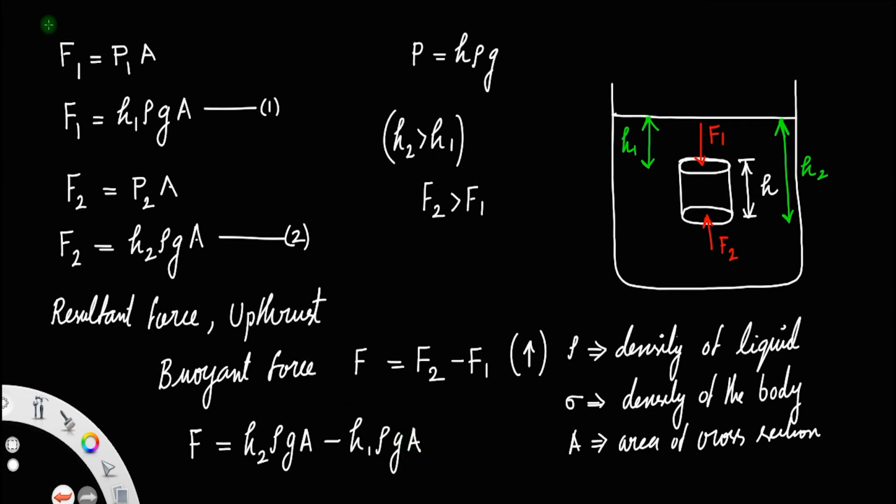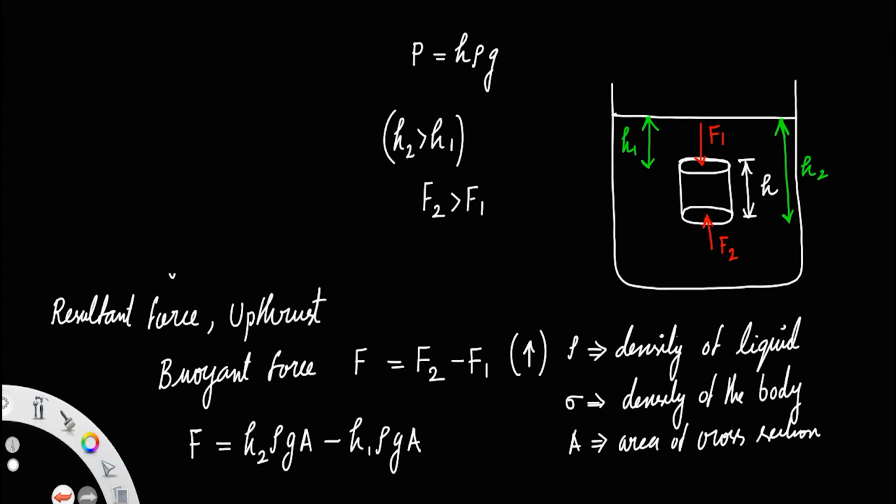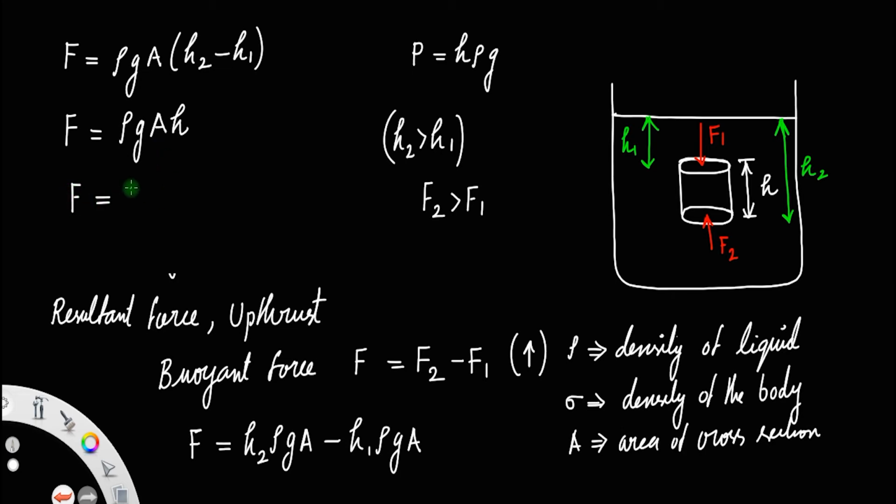You can take that rho g A outside. Therefore, F is equal to rho g A times (h2 minus h1). So the resultant upthrust F is equal to rho g A, but you know h2 minus h1 is the height of the body, or H. You can write this as A H rho g. So this is the resultant upthrust or the buoyant force acting on the body.